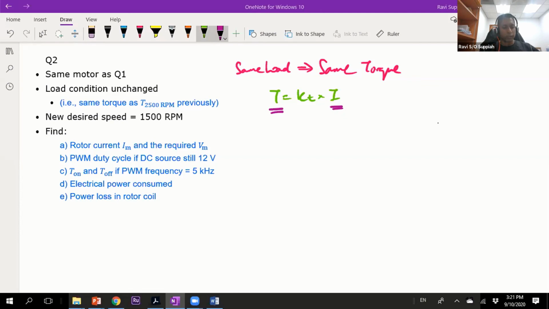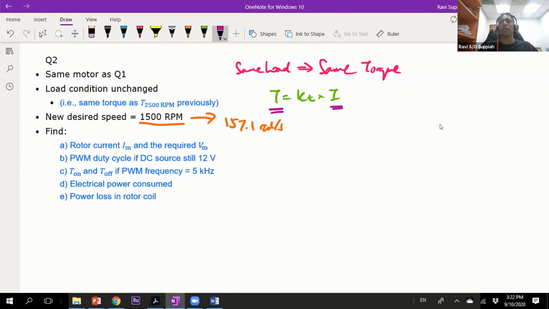Everything else remains the same, but now we have a new desired speed of 1500 RPM. The first thing is to translate this into your omega, and you get 157.1 radians per second. From there we can calculate a few things.